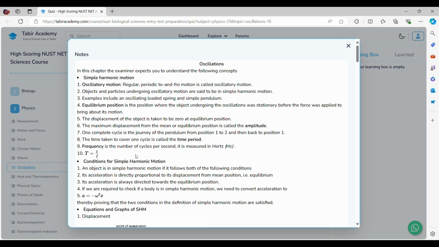Frequency is the number of cycles per second. इसका unit hertz होता है. Period, which is T, is equal to 1 over f.